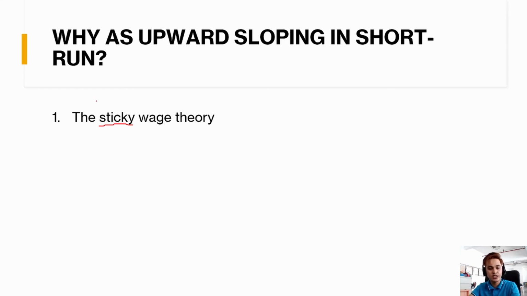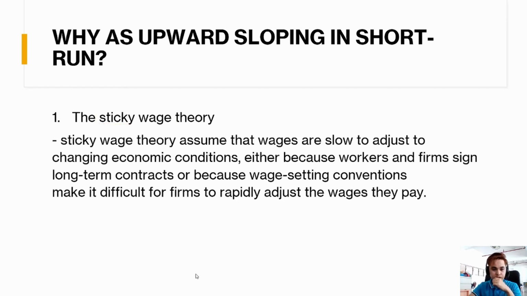Let's say a sticky wage, meaning if there is a change in the wage or in the economic situation, the labor supply will not respond immediately to that specific change. Alright, so the sticky wage theory assumes that wages are slow to adjust to changing economic conditions, either because workers and firms signed a long-term contract or because wage-setting conventions make it difficult. So here is how it works.